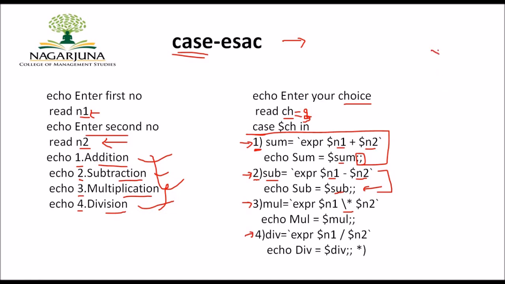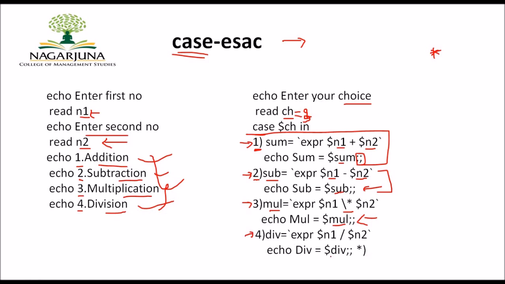Basically in any other programming language, an asterisk is used to indicate the product operator, but in shell programming, this is the actual operator to perform the product of two numbers. It calculates the product of two numbers and stores the value in mul, and the same multiplication value will be displayed, with double semicolons indicating the end of your case 3.